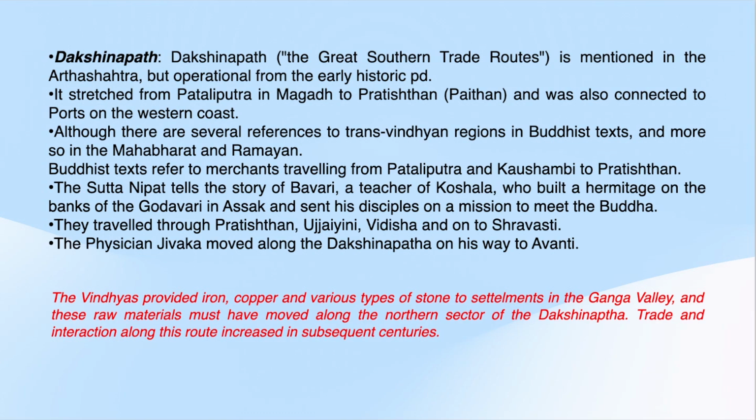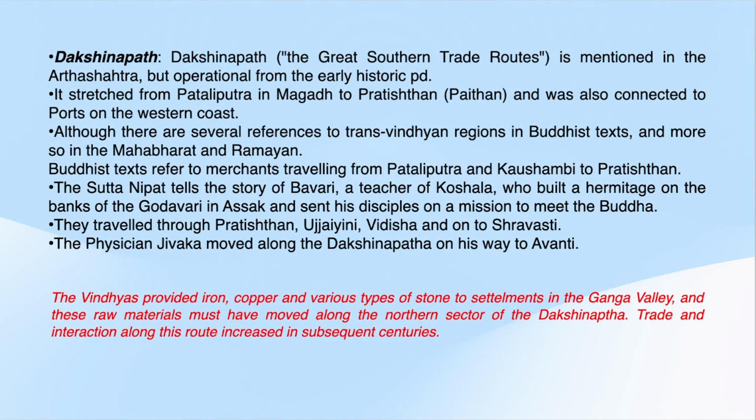Although there are several references to the Trans-Vindhyan regions in the Buddhist texts, and more so in the Mahabharata and Ramayana, Buddhist texts refer to the merchants traveling from Patliputra and Kaushambi to Pratishthan. The Sutta Nipata tells the story of Bavari, a teacher from Koshal who built a hermitage on the banks of the Godavari in Assaka and sent his disciples on a mission to meet the Buddha. They traveled through Pratishthan, Ujjaini, Vidisha, and on to Shravasti.